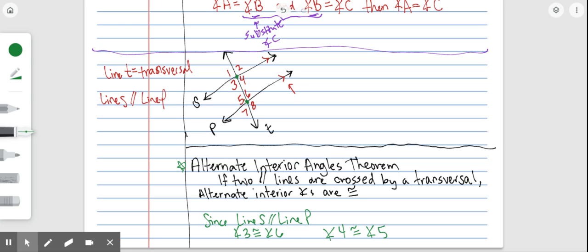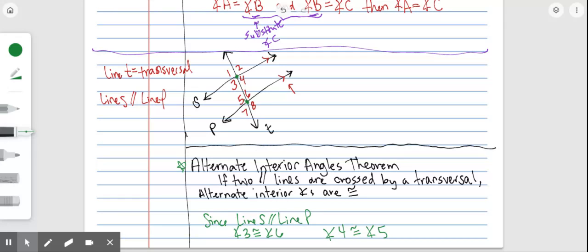All right, I'm just finishing up the alternate interior angles theorem because I didn't write angle 4 is congruent to angle 5. And you'll notice that they're alternate interior because they're on the insides of S and P, and they're on opposite sides of the transversal T. Okay.